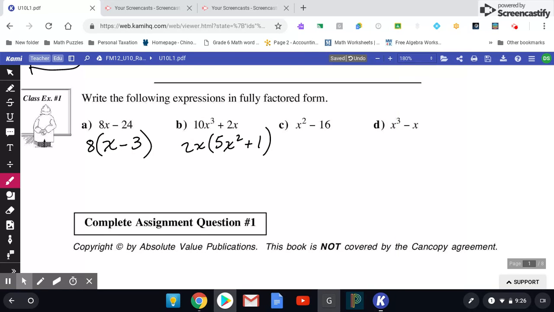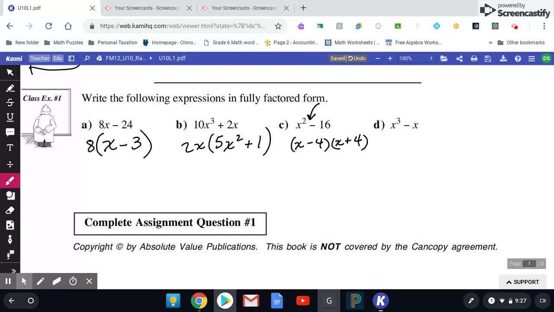All right, letter C. X squared minus 16. You go, oh yeah, two terms, minus sign between them, ding, ding, ding. I know what this means. This is the easy kind, where we make two sets of brackets because there's nothing common. We put down the square root of the first term and the square root of the last term, and one's a plus and one's a minus. That's called the difference of two squares. X squared and 16 are both squares.